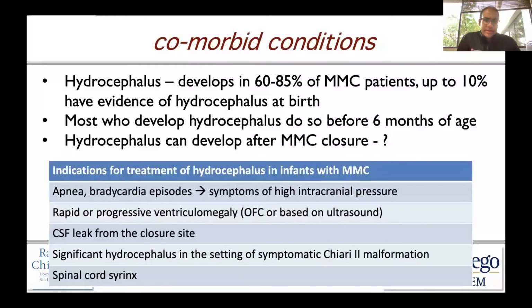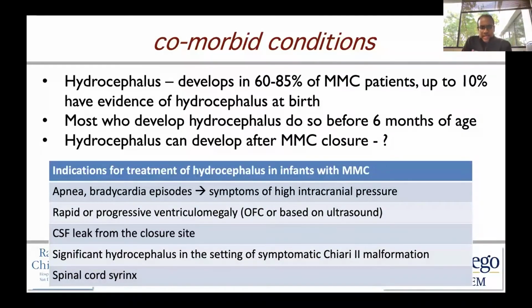Now, treatment of hydrocephalus in infants with myelomeningocele can be quite variable. There are some centers that treat right away. There are some centers that wait quite a bit, and I think that's probably coming more into favor as we learn more about the thresholds for treatment. But in general, indications for treating hydrocephalus in infants that have an open neural tube defect include apnea or bradycardic episodes, symptoms of high intracranial pressure, which those are a sign of, and rapid or progressive ventriculomegaly, either detected on ultrasound, but more typically on clinical examination based on a rapidly rising head circumference, or OFC.